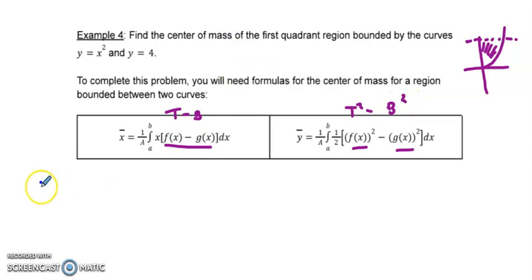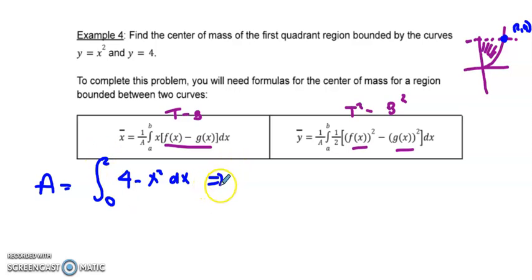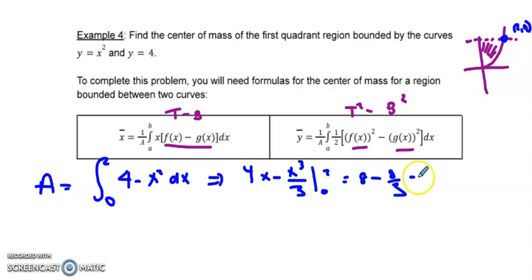So I can start once again by finding the area of my region. So I need top minus bottom, so 4 minus x squared dx, and I need to know this point of intersection, which looks like it's the point 2, 4, if I just set the curves equal to each other. So I'm integrating from 0 to 2. So when I do that, I get 4x minus x cubed over 3 from 0 to 2, which is 8 minus 8/3, which is 16 over 3. So that is my area.